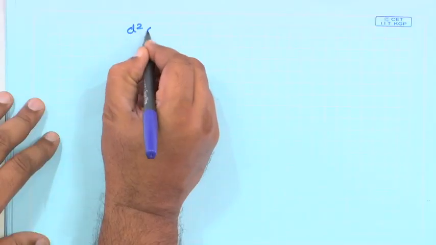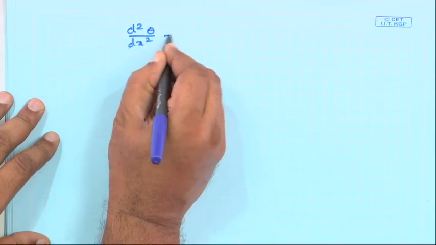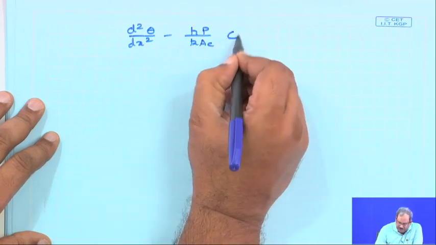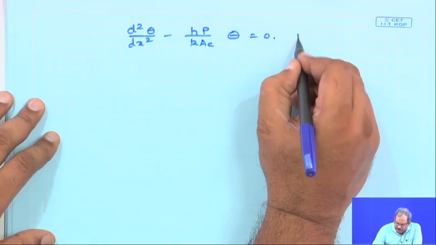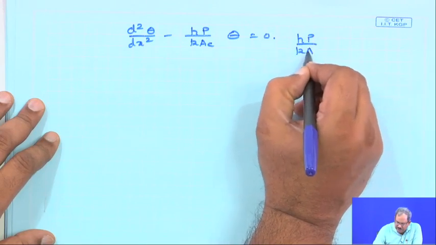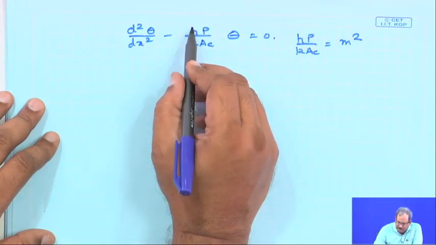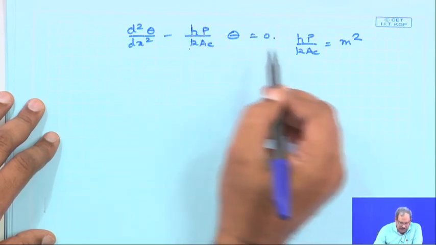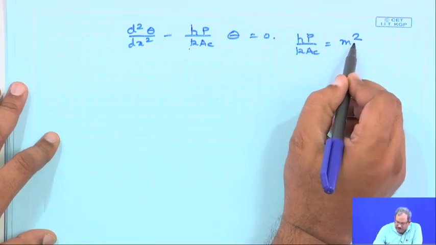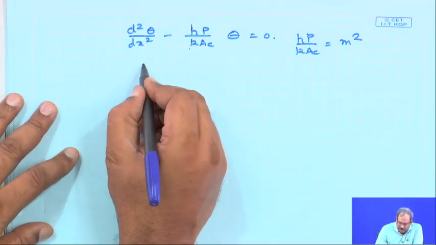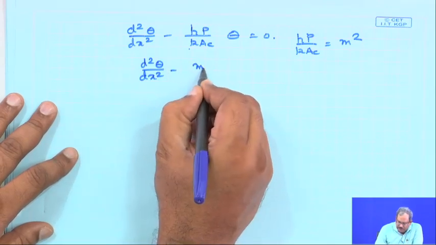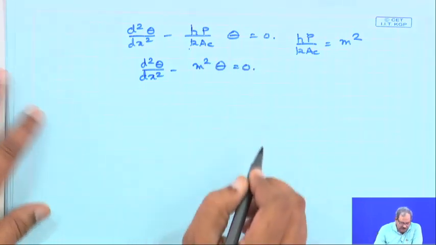If we look at this one, then it is d2 theta by dx square minus hP by kAc times theta is equal to 0. Let us define hP by kAc to be some other constant, because here h, P, k and Ac all are constant. So, if I define this hP by kAc to be another constant equal to m square, then the governing equation becomes d2 theta by dx square minus m square theta is equal to 0.